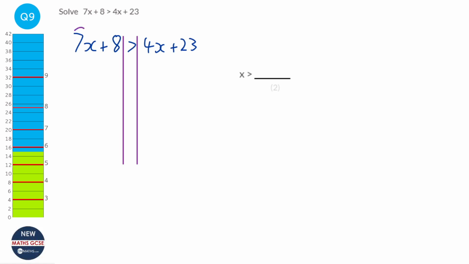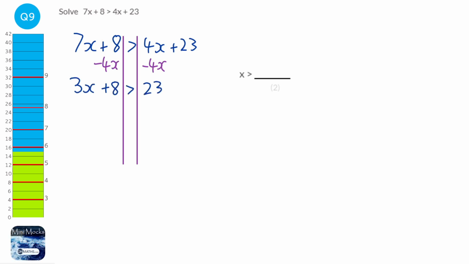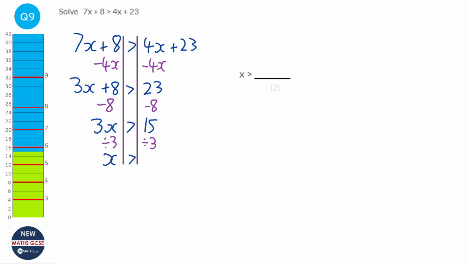Now the rule when you've got x's on both sides is you get rid of the smaller amount. So we're going to get rid of that 4x from both sides. So we're going to take away 4x both sides. And so we're going to have 3x plus 8 is greater than 23. And then we're just going to solve this normally. So take away 8 both sides. And that will give us 3x is greater than 15. And then we're going to divide the 3 both sides. And that will be x is greater than 5.